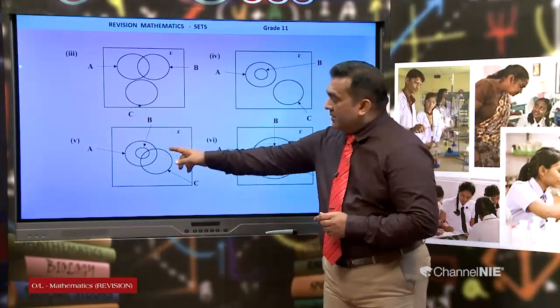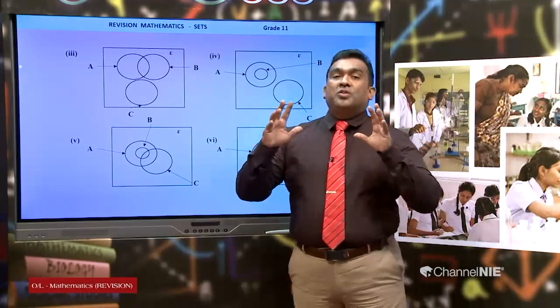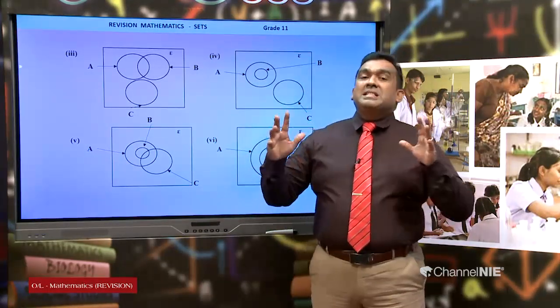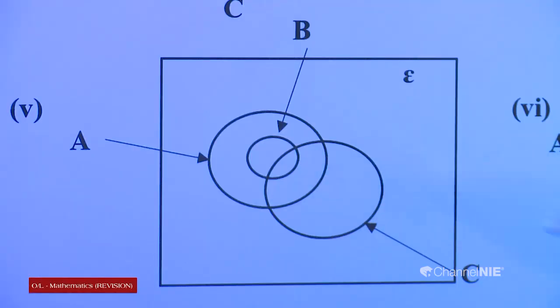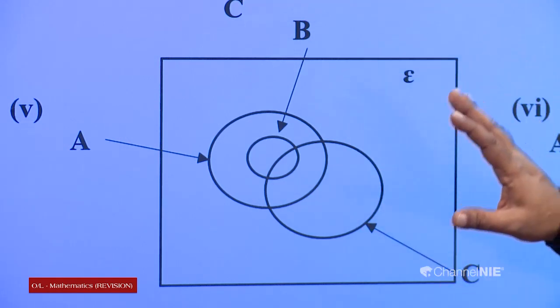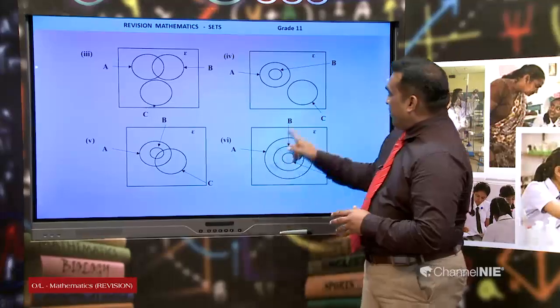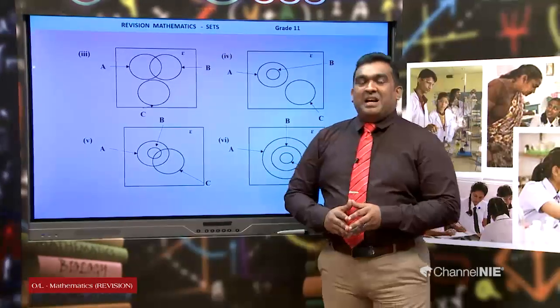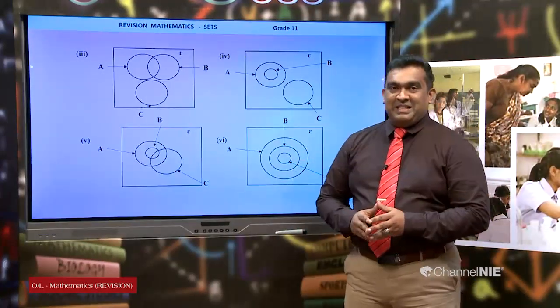In this diagram, there is a common region for the 3 sets A, B, C. This is the common region, right? You don't have any disjoint sets here, right? Next one.